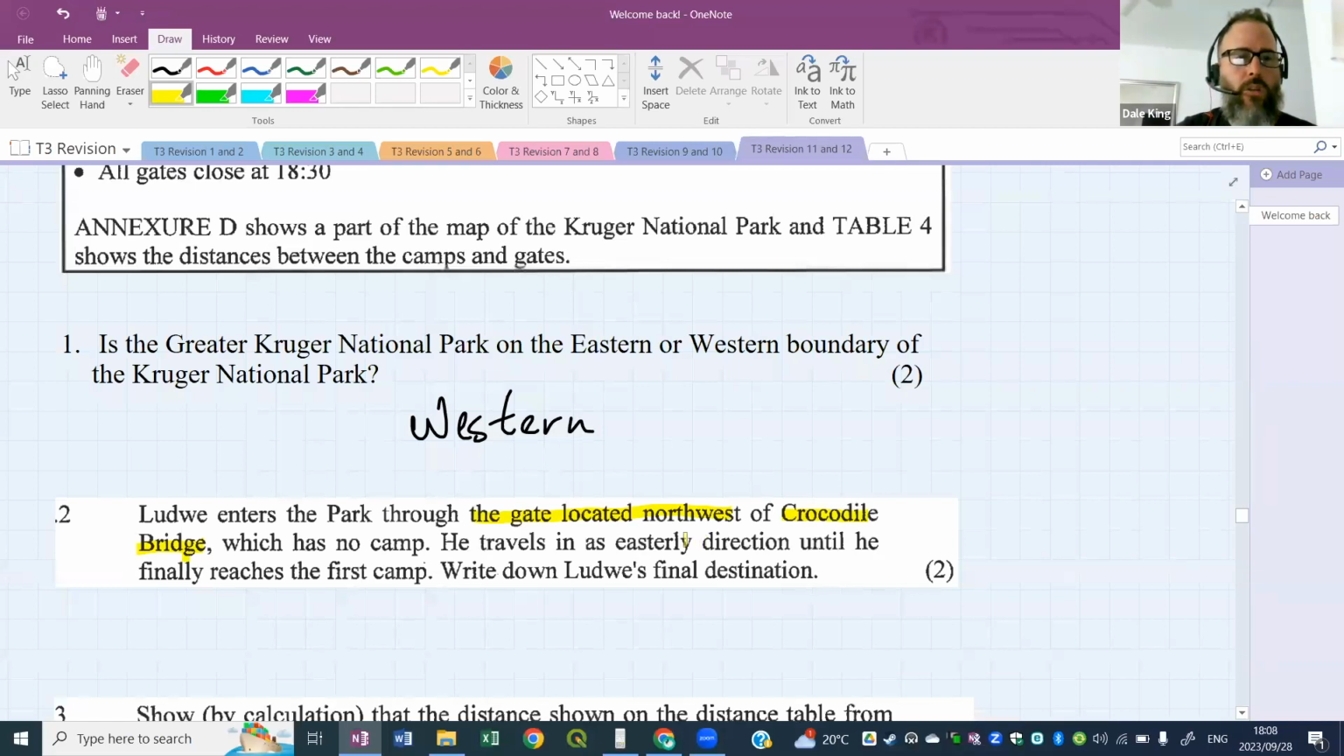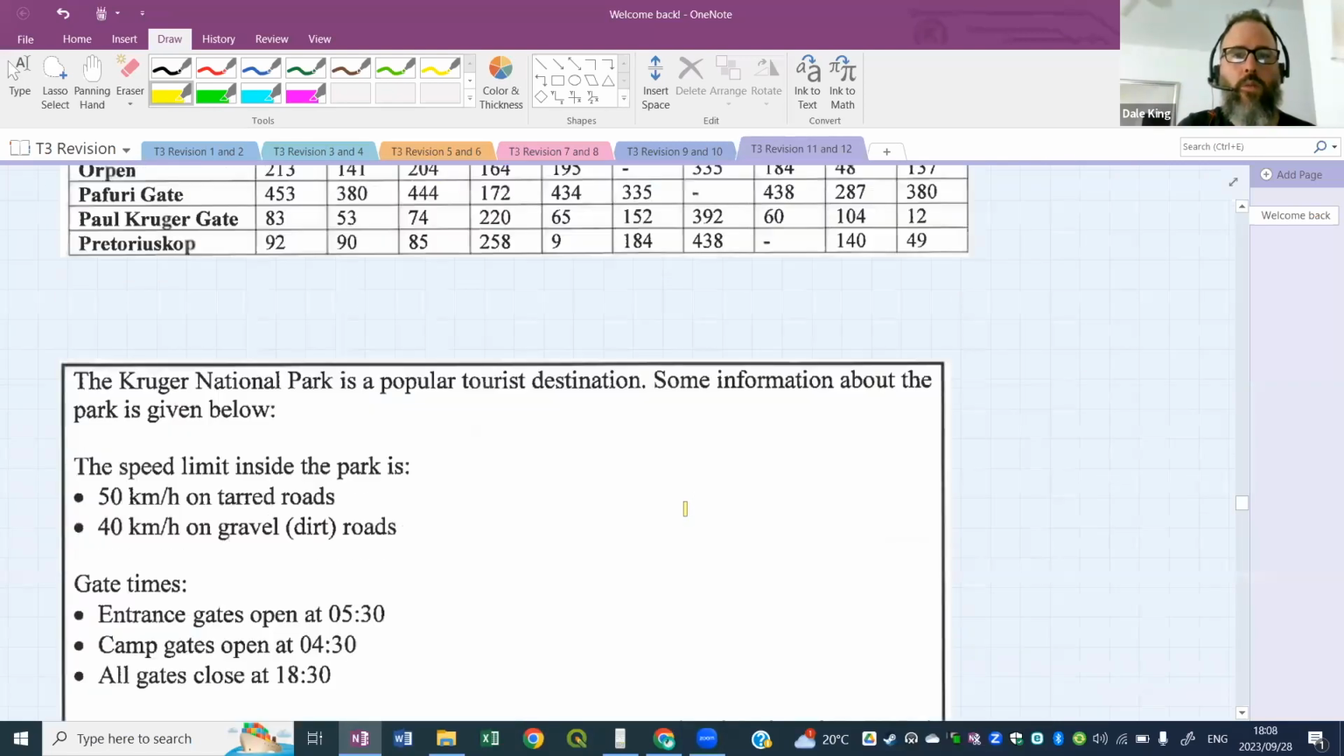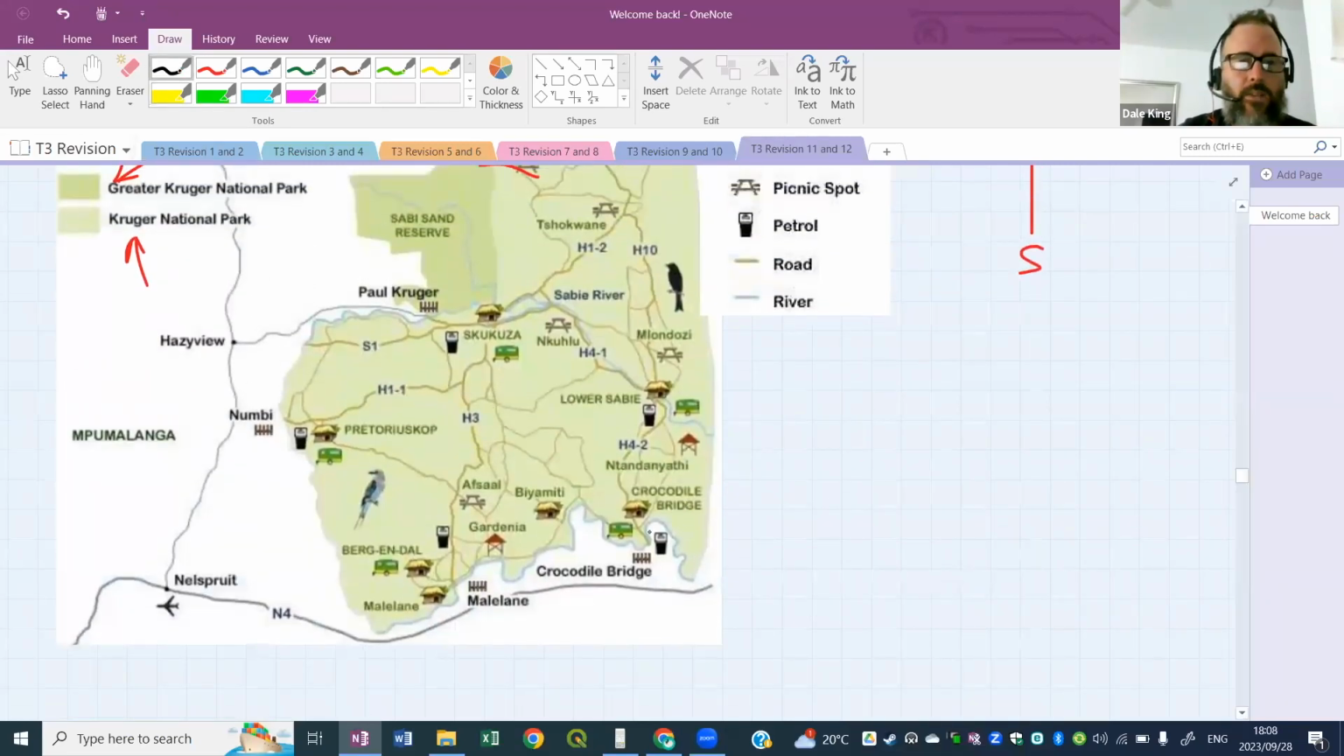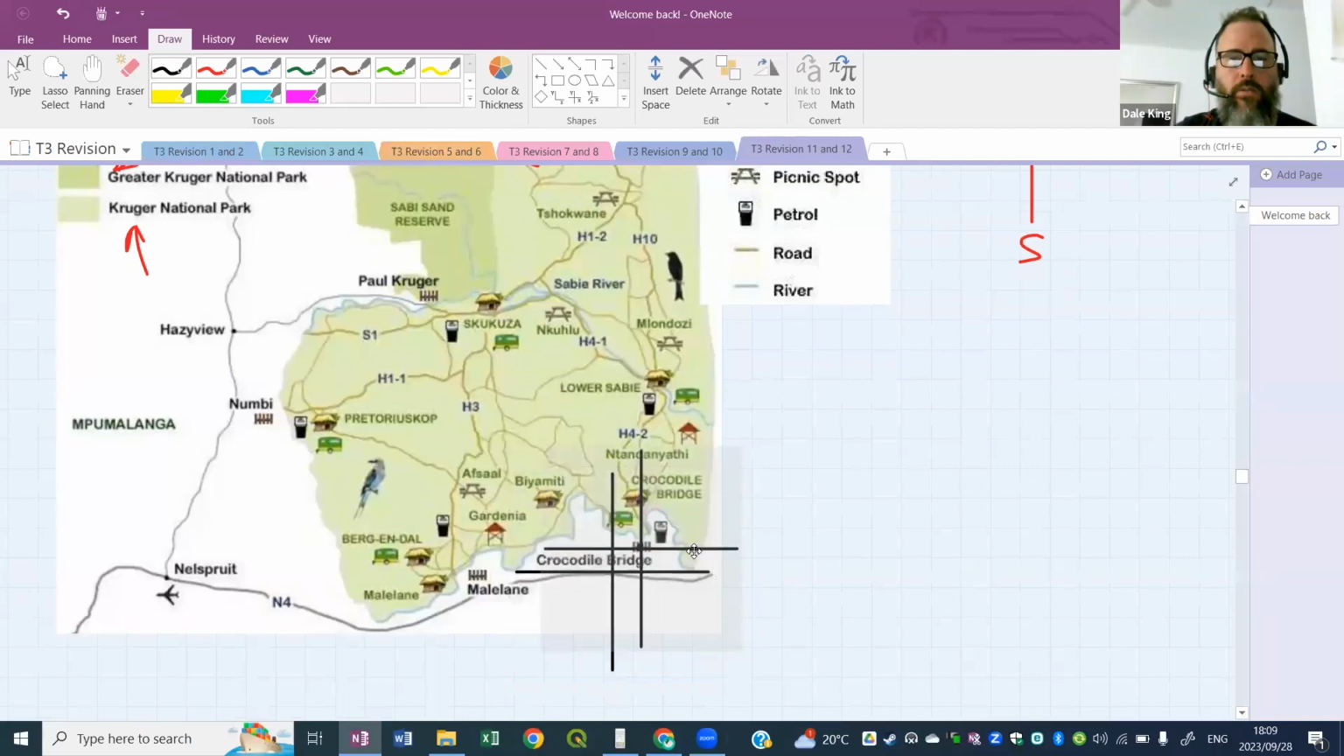Okay, so we're going to start. He enters the park through the gate located northwest of the Crocodile Bridge. All right, so there's the park. I don't know if you can see, but these little grids here are the gates. And this is the Crocodile Bridge gate. So I need a compass on there. The point that you're going from has the compass.